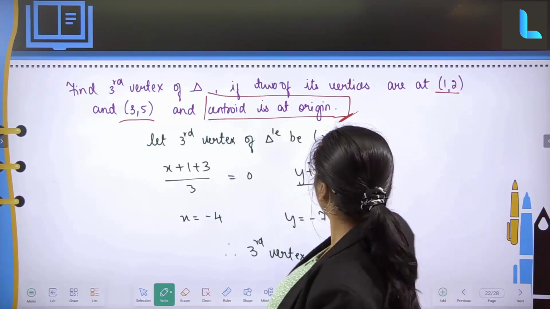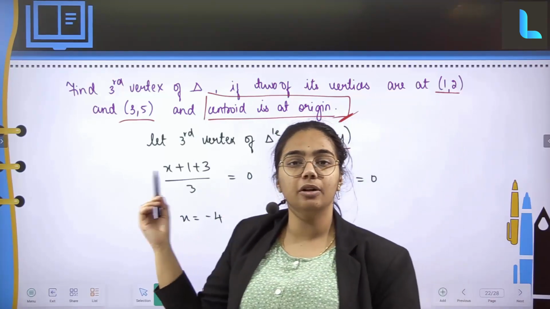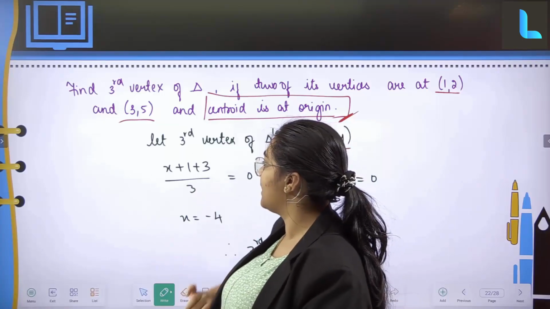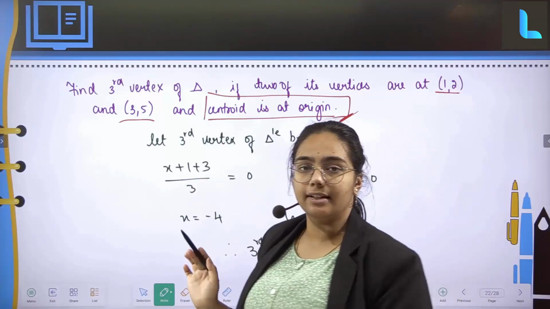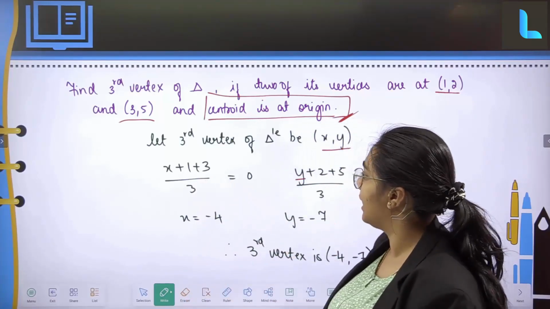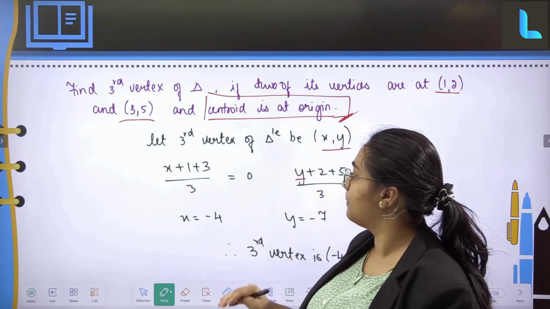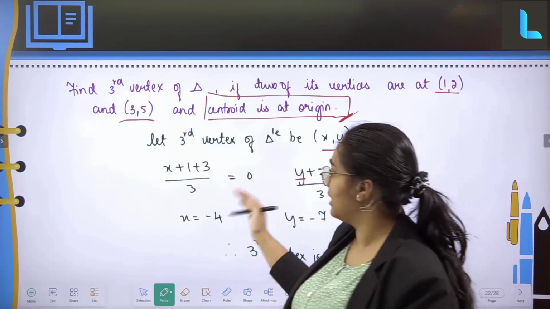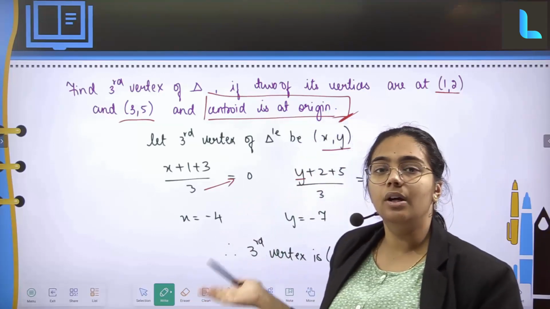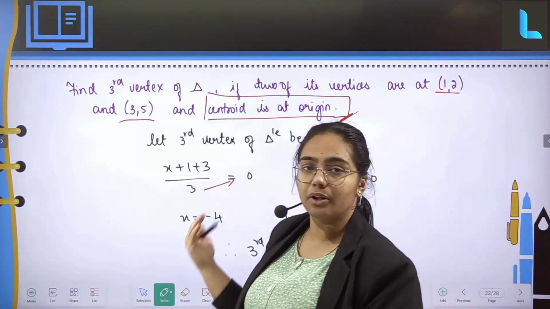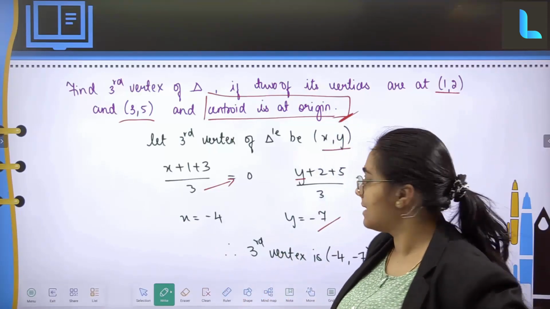Once I have considered that, I already have two values, that is (1, 2) and (3, 5). So only considering x, it is going to be 1 plus 3, and I have no idea what my third vertex is going to be, so I'll consider it as x. Similarly over here y. So when I solve for this, it is going to be (x + 4)/3 is equal to 0. So when you multiply, x + 4 is equal to 0 is what you will be getting. Therefore x is equal to minus 4. Similarly y is equal to minus 7.